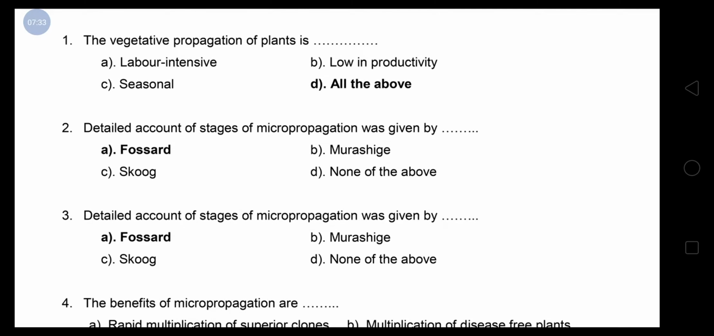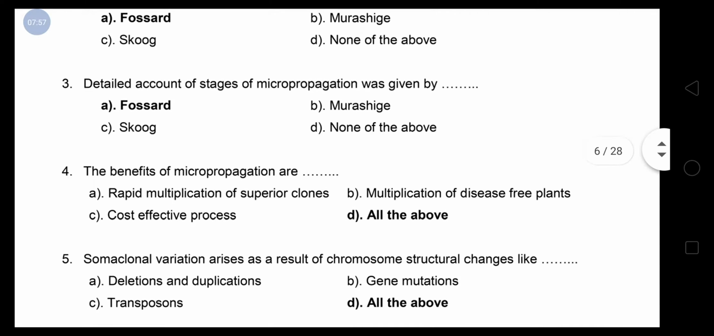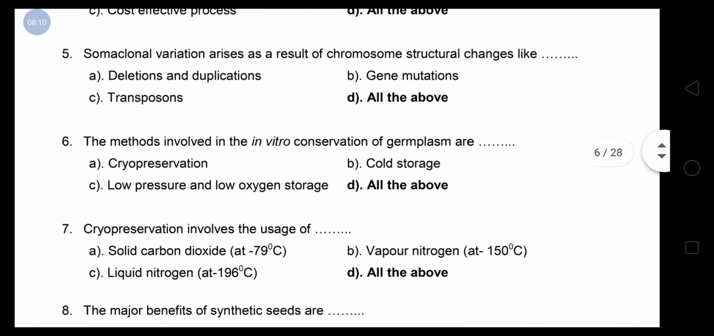Vegetative propagation of plants is labor intensive, low in productivity, and seasonal. A detailed account of the stages of micropropagation was given by Murashige. Remember, a detailed account of the stages of micropropagation was given by Murashige. The benefits of micropropagation are rapid multiplication of superior clones, multiplication of disease-free plants, and a cost-effective process.